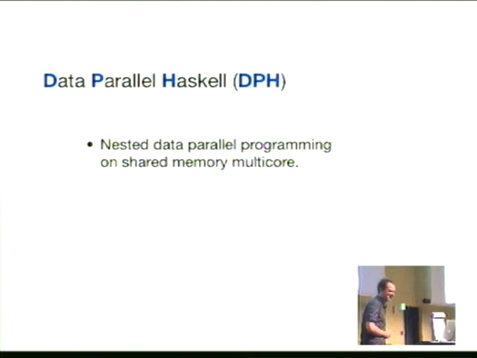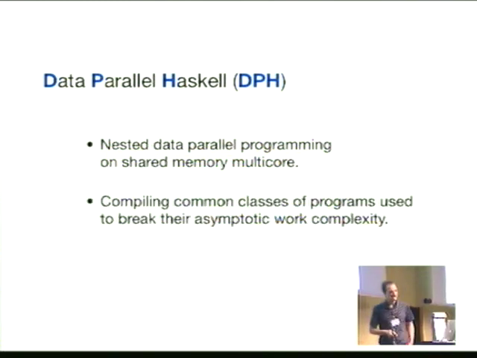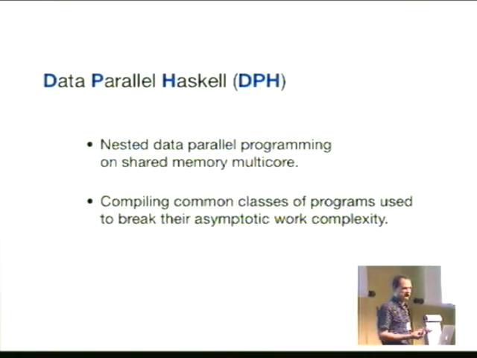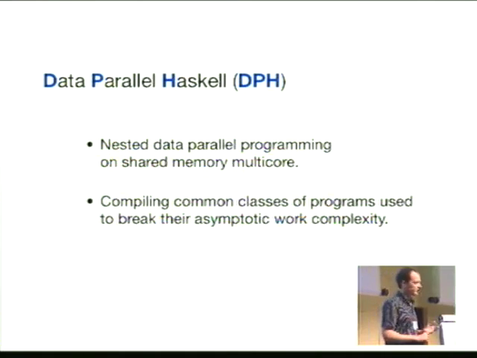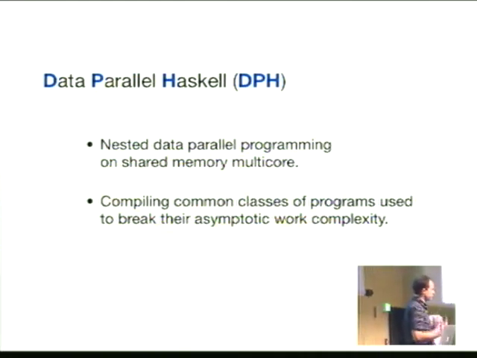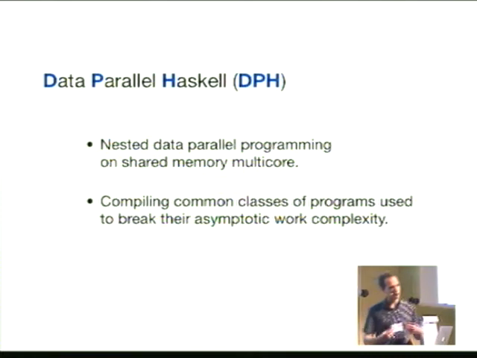Thank you very much. So data parallel Haskell is all about nested data parallelism on shared memory multicore. DPH extends the work on Nesl to a more expressive language, in particular higher order functions and partial applications. So what I'm going to talk to you about is some of the issues we found when implementing these more expressive features on top of what Nesl gives you.